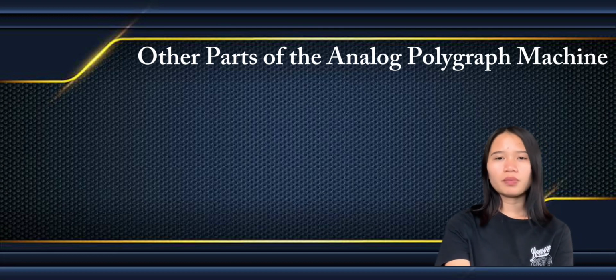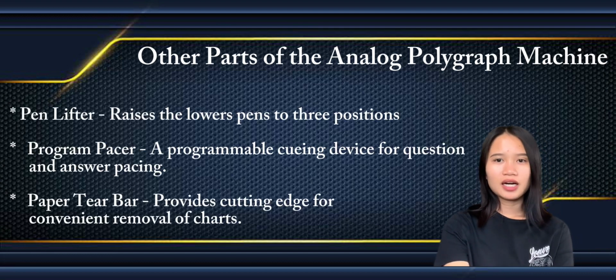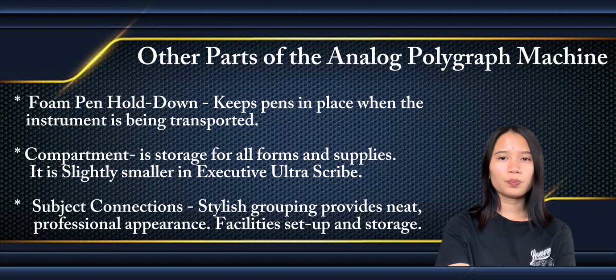Other parts of the analog polygraph machine. Pen lifter raises the lower pens to 3 positions. Program fixer, a programmable queuing device for question and answer placing. Paper tear bar provides a cutting edge for convenient removal of charts. Pen hold down keeps the pen in place when the instrument is being transported. Compartment storage for all forms and supplies. It is slightly smaller in the executive ultra square.